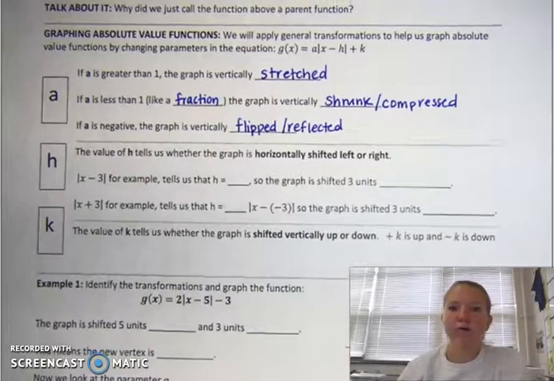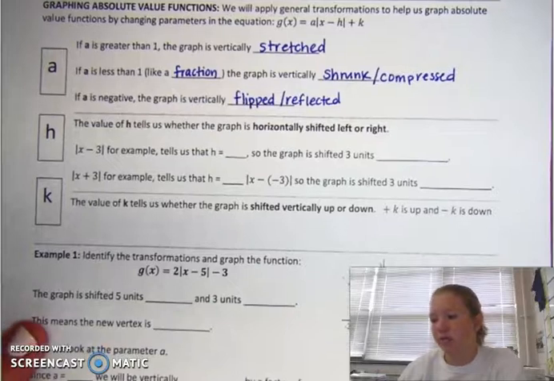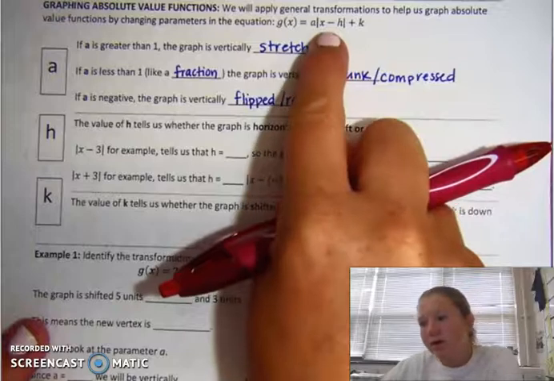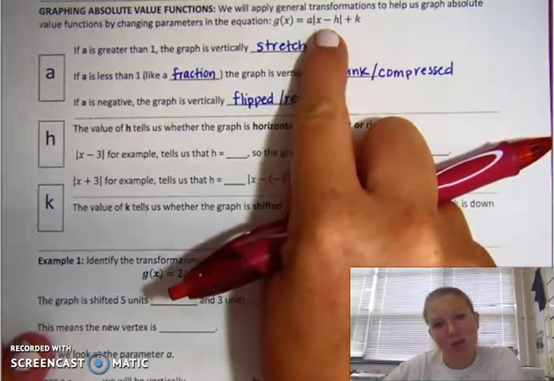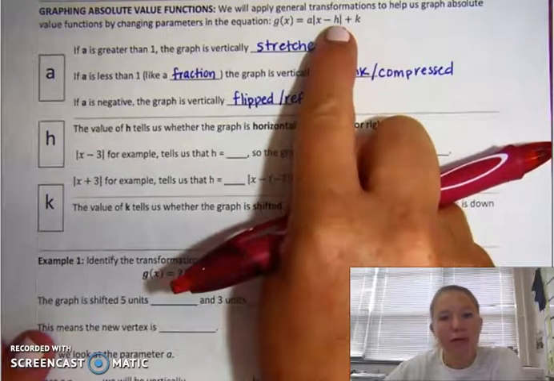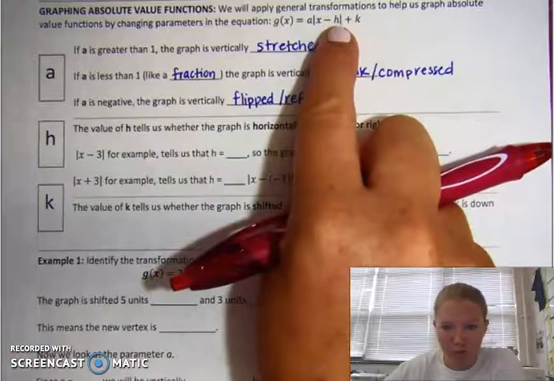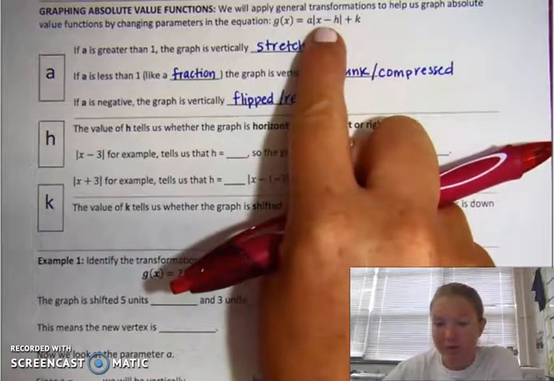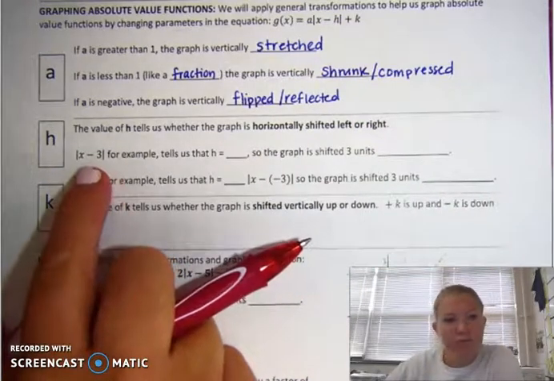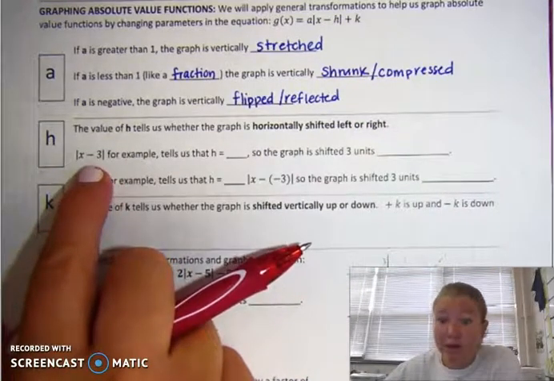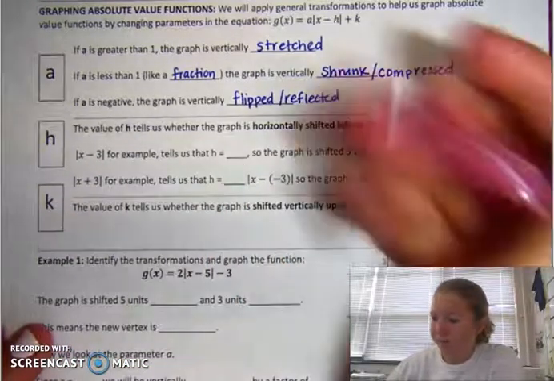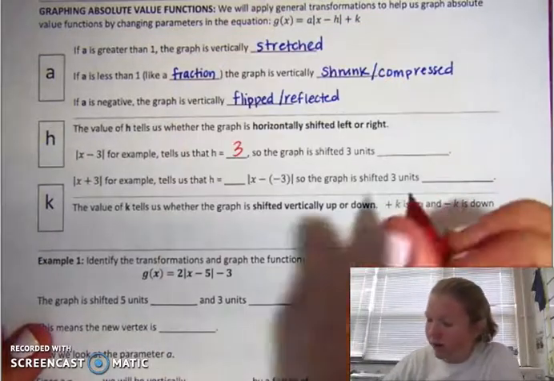The value of H tells us if we shift left or right horizontally. Okay, that's why it's an H for horizontal. Notice that this H is minus or subtracted inside the bars. Okay, that means that whatever you see as H is opposite of what you would think. All right, because negative just means opposite, right? So x minus 3, you might think, okay, well that's going in a negative direction, but it's not. The H value is just that 3. So the graph has shifted 3 units to the right.